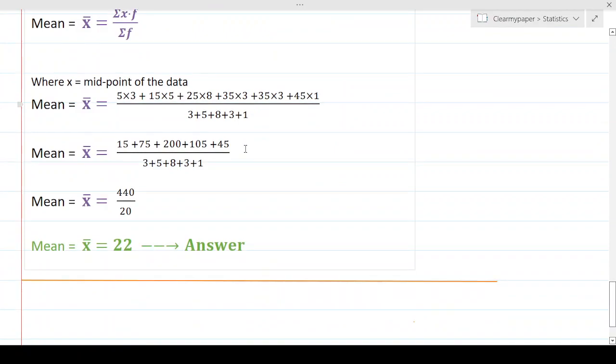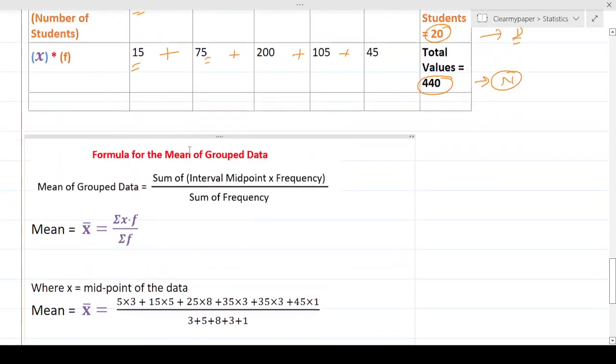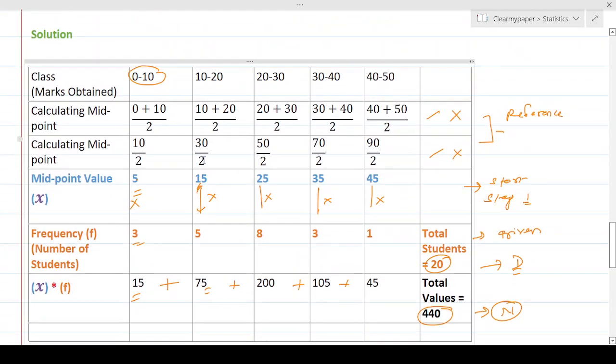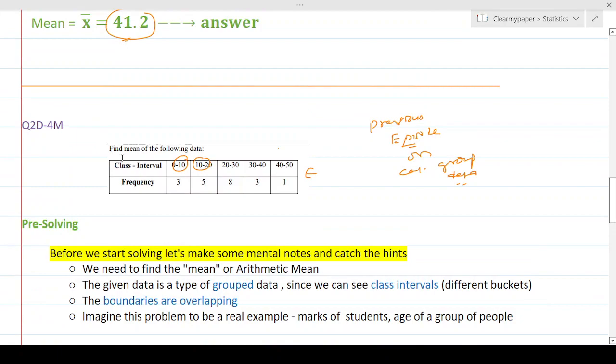So now we have the numerator and we have the denominator, and it's the same stuff. The answer is 22. That means on an average, all the students would have got 22 marks. It would still have made the distribution look like that. That's what it kind of means.